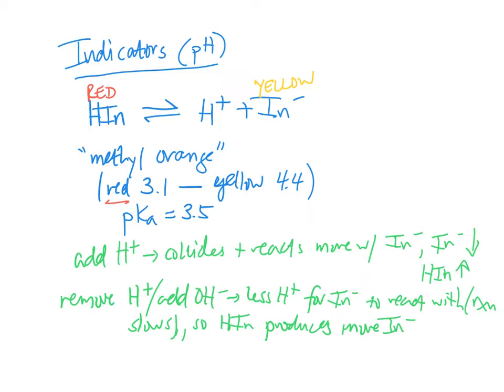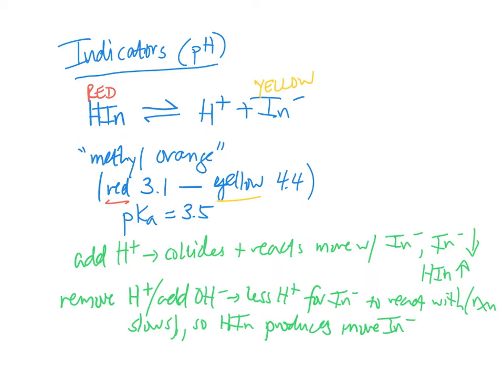So as things get less acidic, as you're using up that H plus, it goes away. The IN minus has little to react with, and you should be getting more and more yellow as the amount of IN minus goes up. So the indicators actually work pretty nicely, and almost all of the ones that are based on weak acids follow this essential idea.